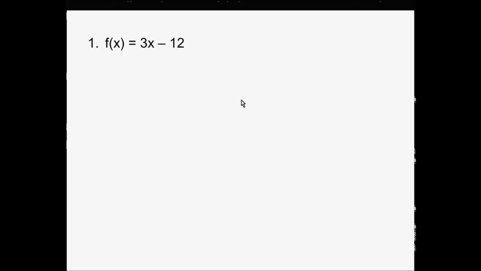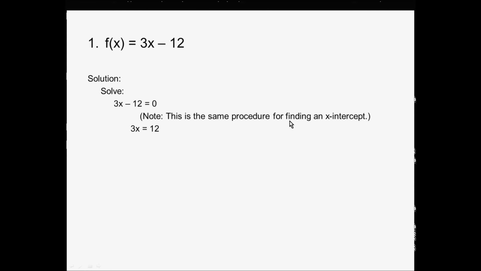Here's my first example. f of x equals 3x minus 12. Remember, I want to find out where this is 0. I have 3x minus 12 equals 0. I'm solving an equation. Now again, remember, f of x played the role of y with functions. I've replaced y with 0. This is the same thing you would do to find the x-intercepts. So this is the same procedure for finding an x-intercept. So finding an x-intercept, finding the zeros, and solving an equation amount to the same thing.